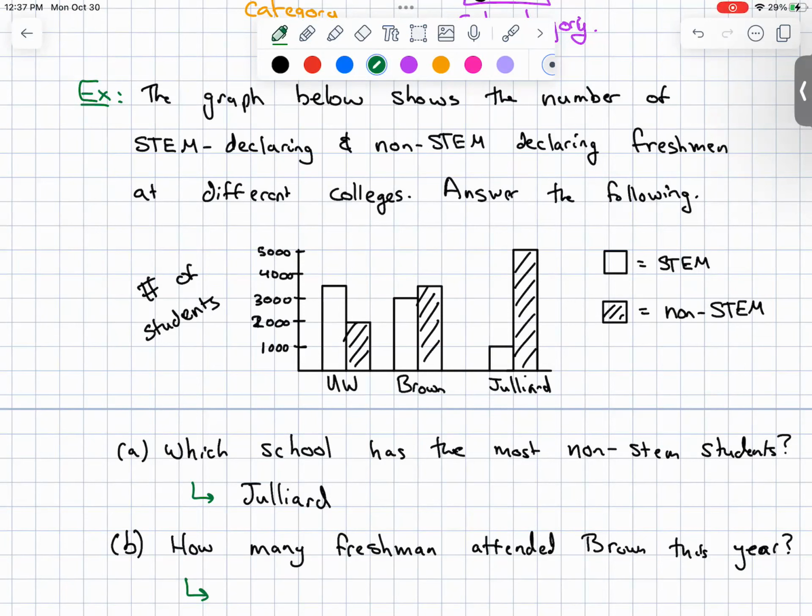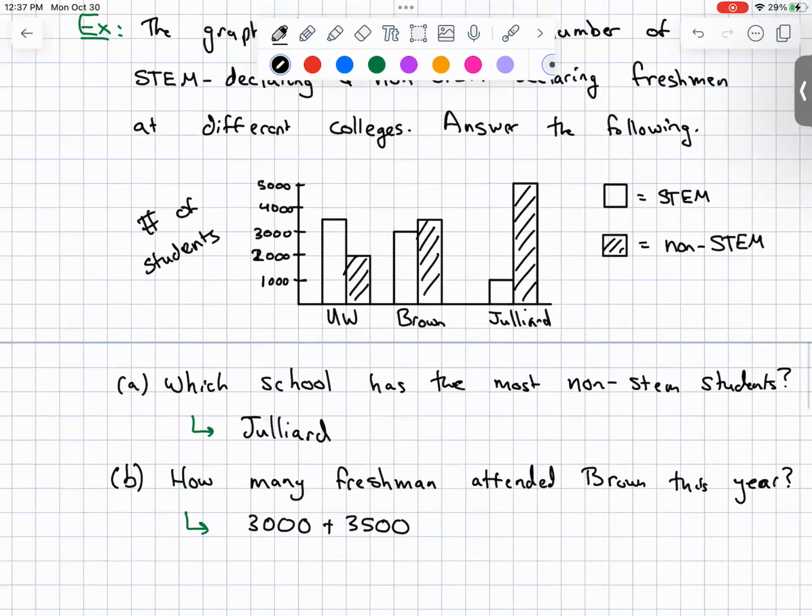Instead of just looking for one number, we have to add these two numbers. So that's going to be 3,000 STEM plus 3,500, so 6,500 students. And I promise you, on your homework and your quizzes, the graphs will be very abundantly clear where the lines are, or they'll list what the top number is. Because we just talked about putting an average estimate of where 3,500 would be, but on the exam or on quizzes, it will show up as exact numbers.